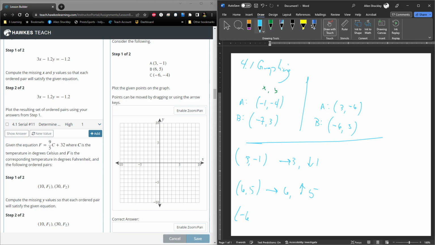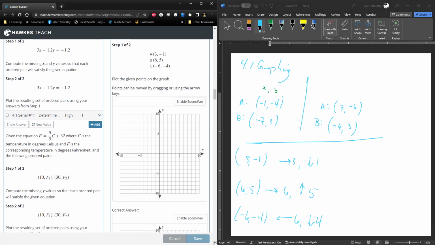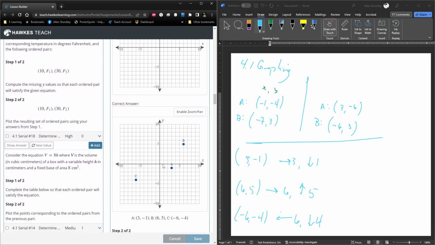And then C, negative 6, negative 4 is actually going to be left 6 and down 4. So left 6, down 4. That's C down here. B is right 6 and up 5. So right here. And A is right 3 and down 1. So if we look at that, that's what we get. C, left 6, down 4. A, right 3, down 1. B, right 6, up 5.